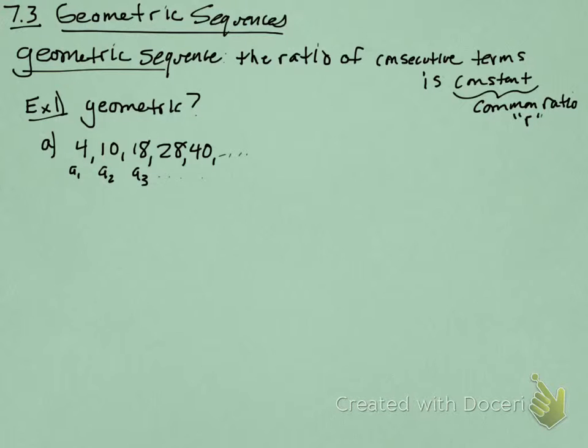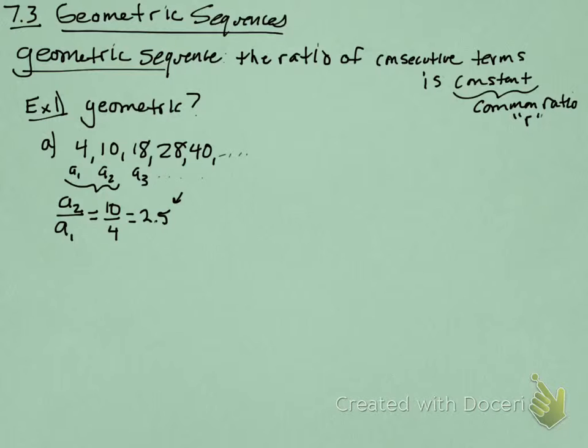To tell if this is going to be a geometric sequence, what we want to do is divide consecutive terms. I would do a sub 2 over a sub 1. We're going to divide these first two terms, so that would be 10 over 4. And if you divide 10 by 4, you get 2.5, or 5 over 2. So we would hope to see, if this is going to be geometric, every time we divide consecutive terms to get the same quotient, 2.5. So it remains to be seen.